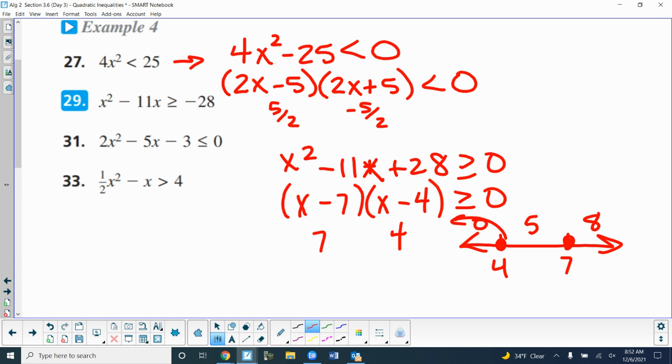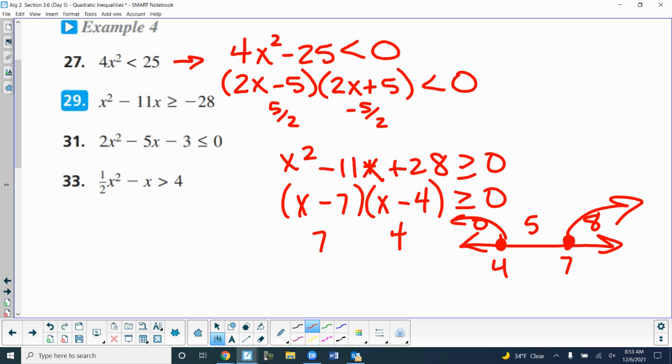If I put 5 in, I got 25 minus 55 is a negative 30. Is that bigger than negative 28? That's smaller, right? Negative 30 is smaller than negative 28, right? So that wouldn't work. So I bet 8 works. You get 8 squared, 64 minus 88 would be a negative 24. And that is bigger than negative 28. So that one would look like that.